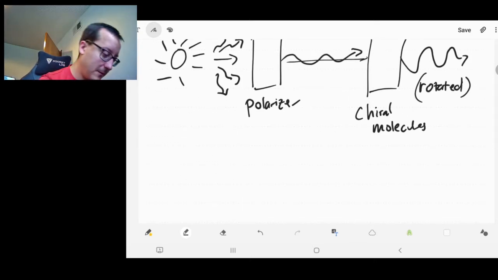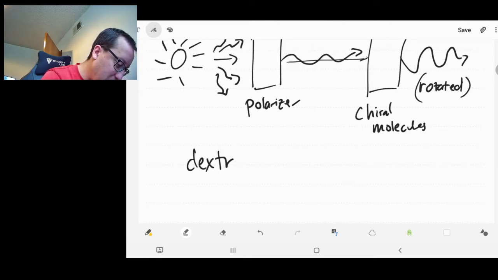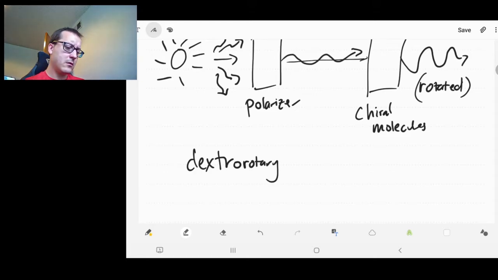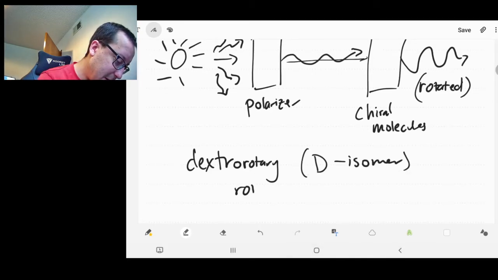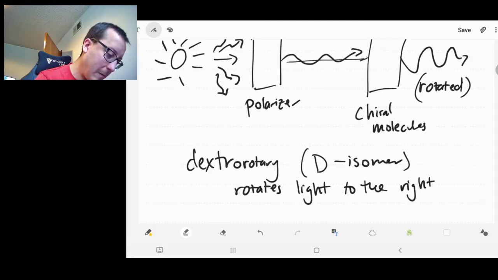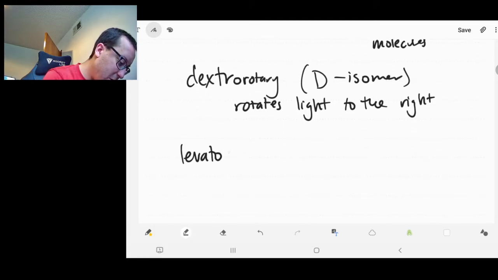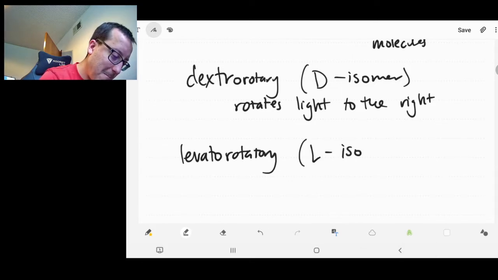If it rotates to the right, it's called dextrorotatory. I feel like I'm making this word up. Whatever. Or a D isomer rotates light to the right. And a levorotatory or L isomer rotates light to the left.